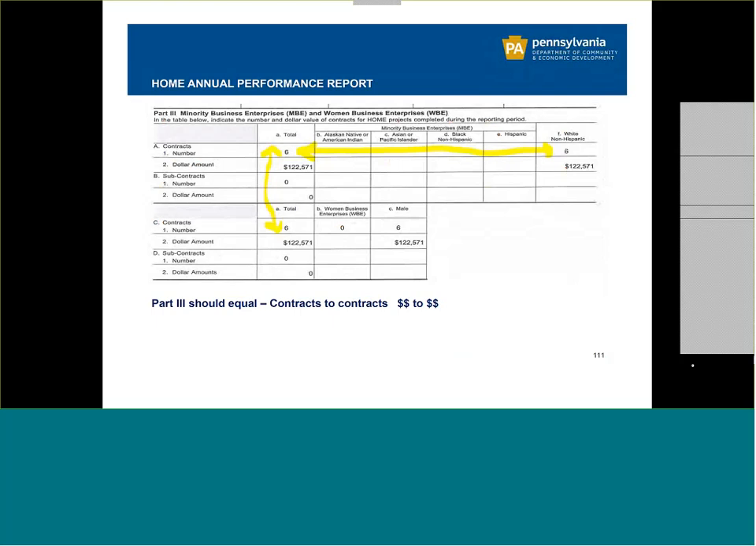Okay, moving on then to Part 3. Again, a good example. You had 6 contracts. The contracts totaled $122,571, and it adds up when you go across. We had 6 white contractors making the same amount. Going down, remember, this is MBE, WBE reporting. So the first one was minorities, the second one is women businesses. And again, it should equal. If you're not a woman-owned business, it'll be a male business. So again, everything should equal on these blocks.